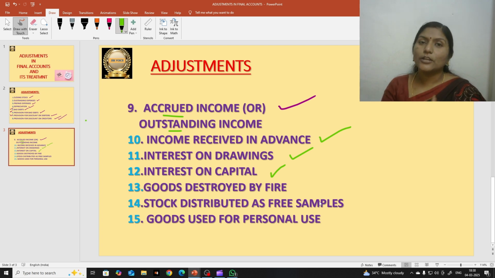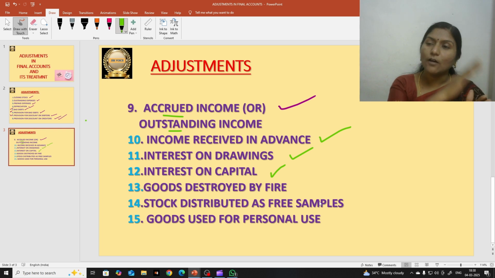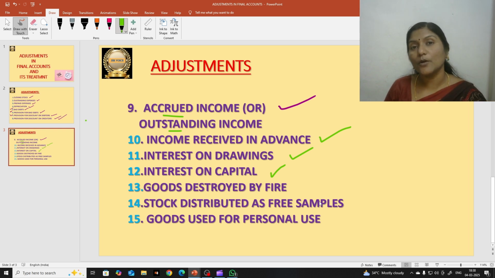Second time you are going to record in the balance sheet on liabilities side. You are going to add interest on capital to capital. Remember that. Interest on drawings we should deduct, interest on capital we should add.